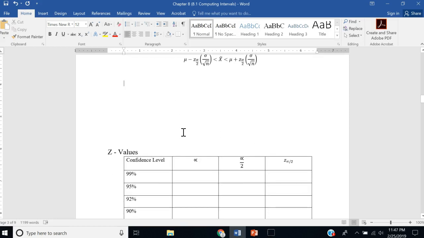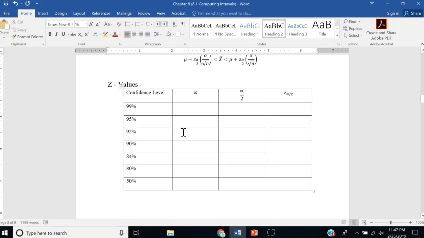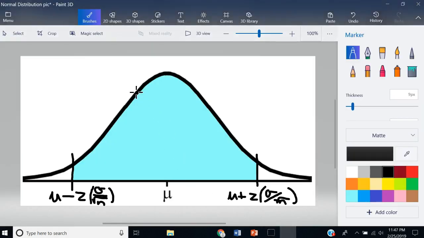Now let's talk a moment about these z values and what they are. We saw pictorially that these z values correspond to a certain number of standard deviation jumps. And think about this middle 95%. That's how confident we were. That was our confidence level. So we had a 95% confidence level. How would I find a z value if the middle number were 95%?